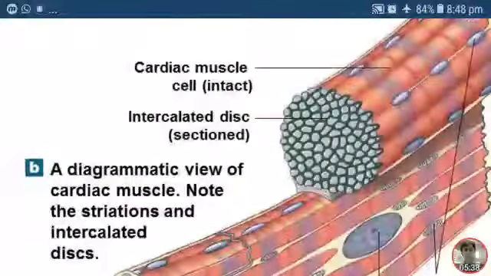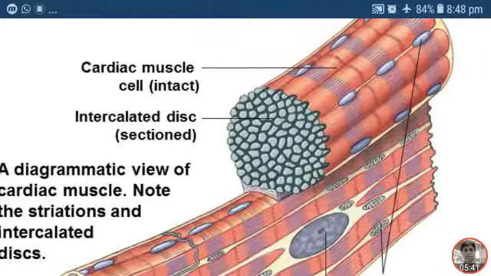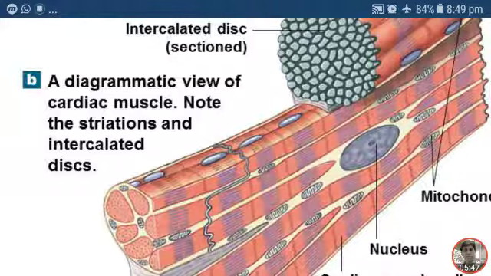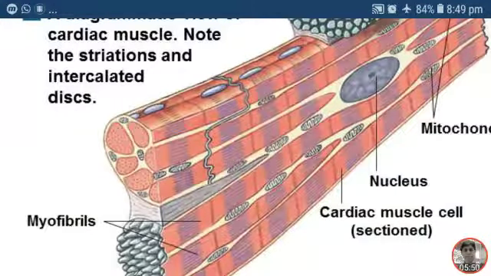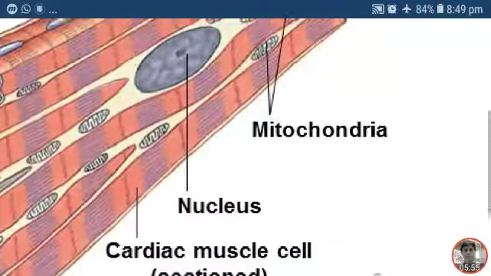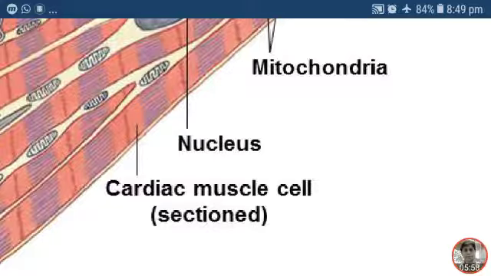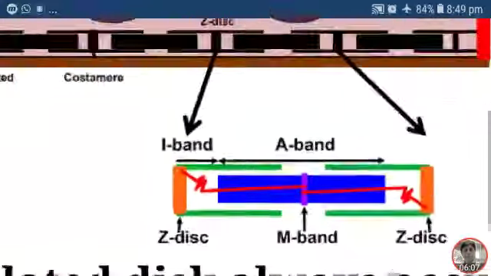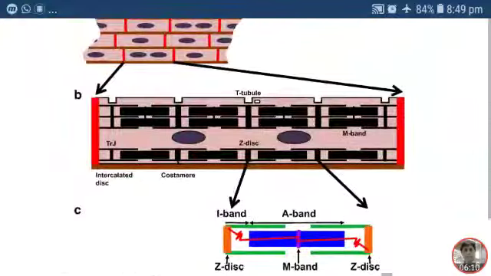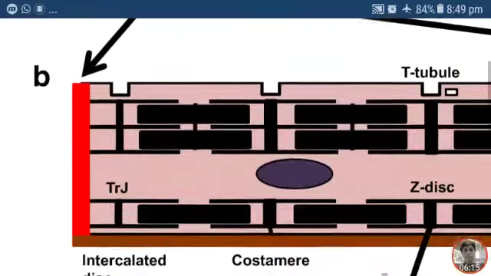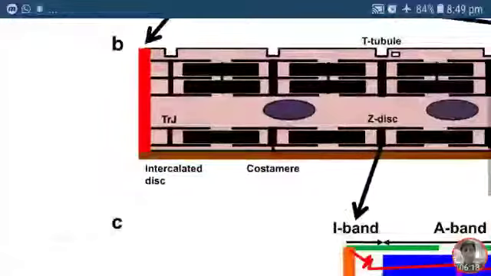A cardiac muscle cell is intact with an intercalated disc section. A diagrammatic view of cardiac muscle: note the striations and intercalated discs, myofibrils, mitochondria, and nucleus in the cardiac muscle cell section. The intercalated disc always occurs at a Z line.